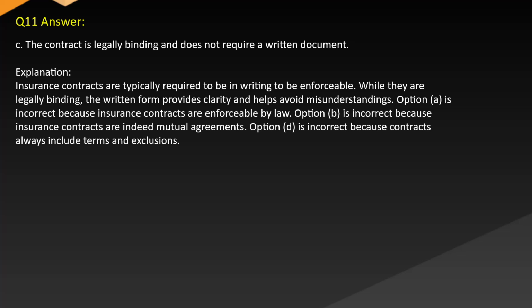Answer C. The contract is legally binding and does not require a written document. Explanation. Insurance contracts are typically required to be in writing to be enforceable. While they are legally binding, the written form provides clarity and helps avoid misunderstandings. Option A is incorrect because insurance contracts are enforceable by law. Option B is incorrect because insurance contracts are indeed mutual agreements. Option D is incorrect because contracts always include terms and exclusions.